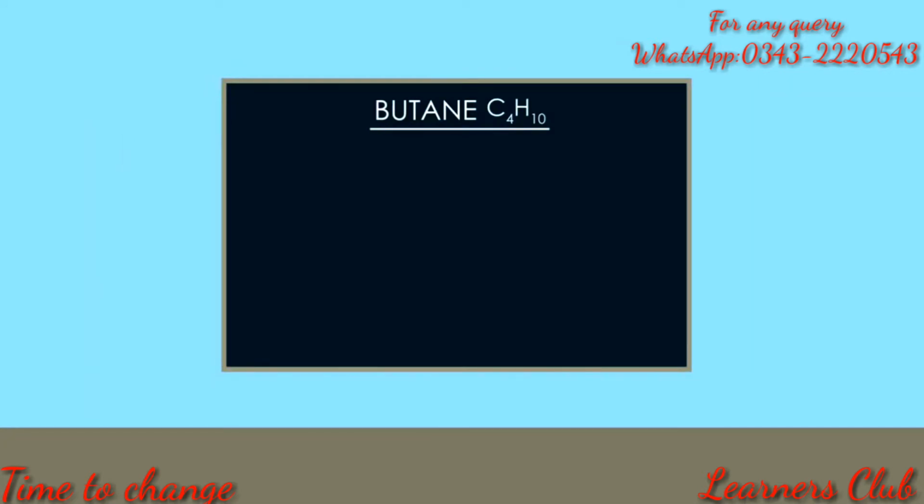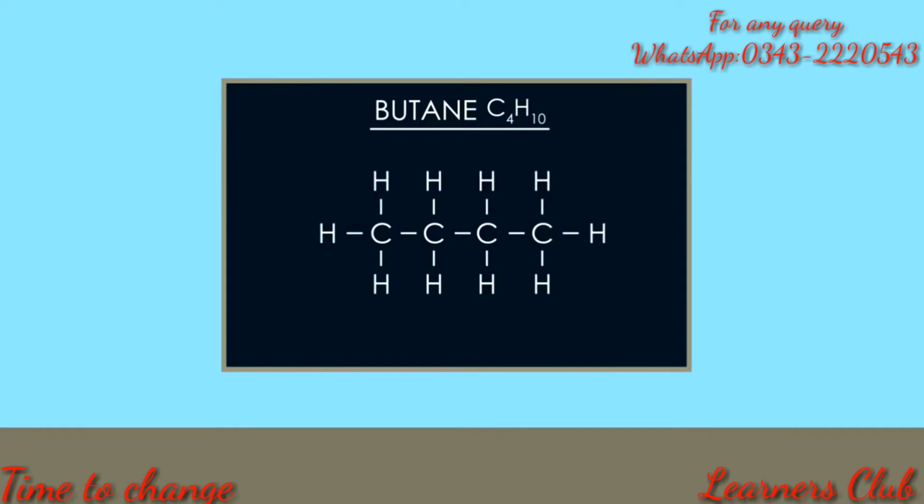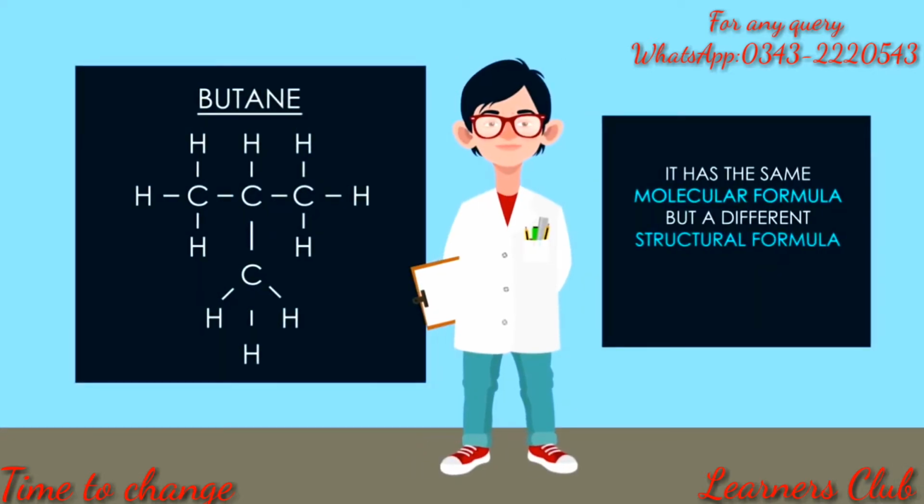I expect most of you have drawn a straight chain molecule like this. However, there is another way of arranging the atoms. It has the same molecular formula but a different structural formula. These two forms of the molecule C4H10 are called structural isomers.